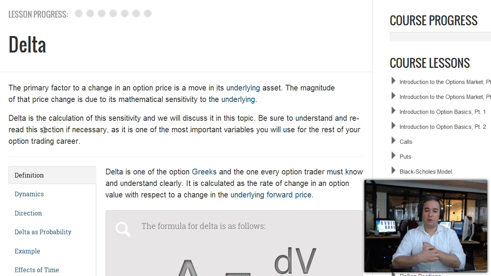When you're dealing with delta, you can think about delta as the percentage chance of that option expiring in the money. So a 30 delta will have, say, a 30% chance of expiring in the money at expiration.